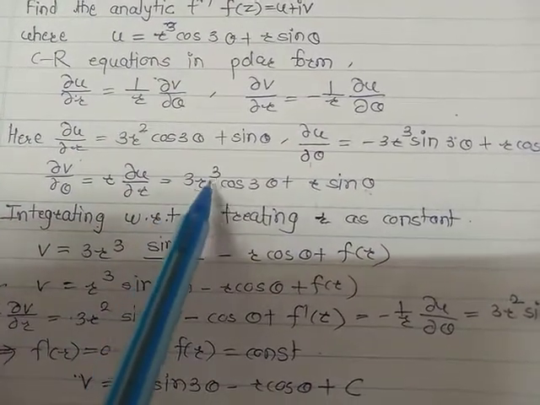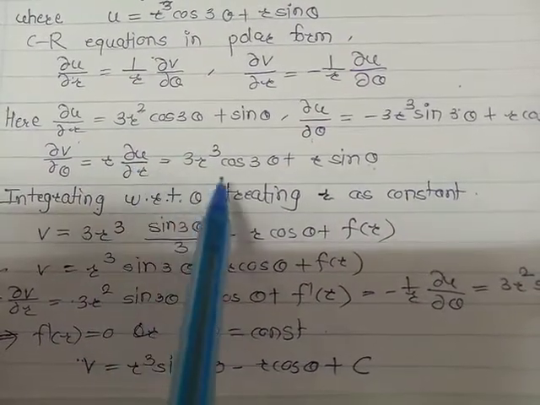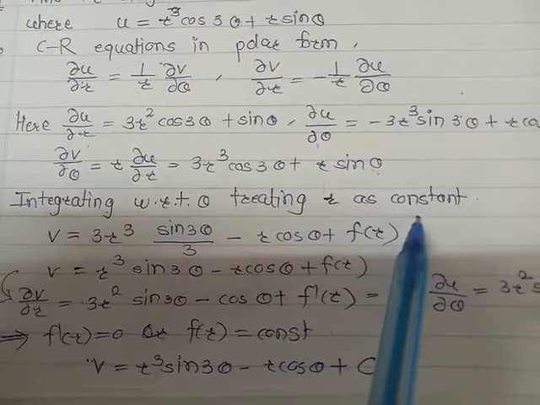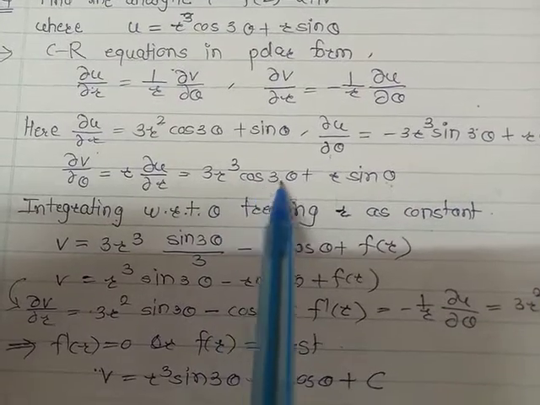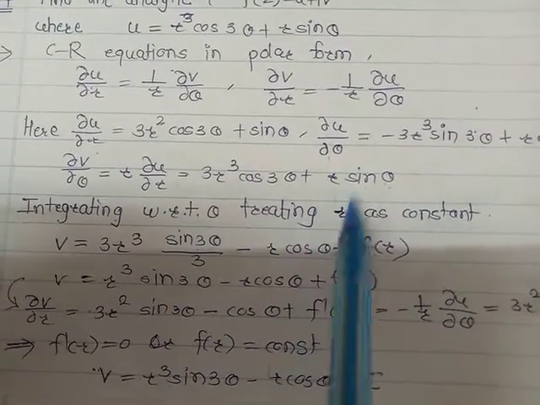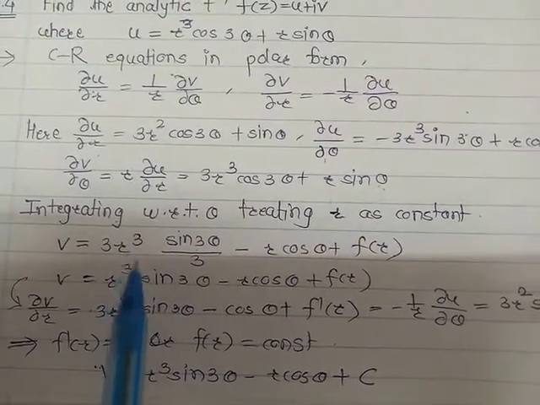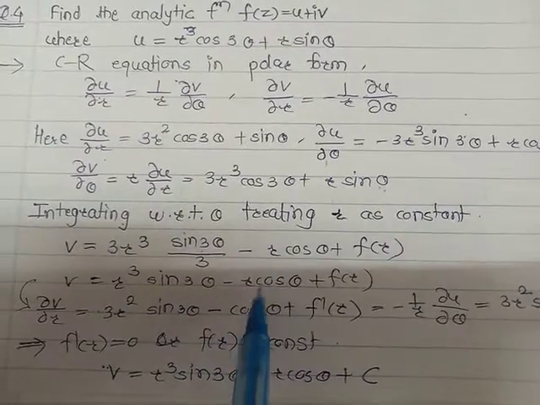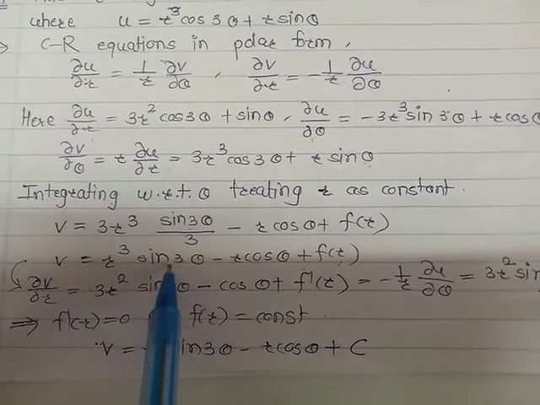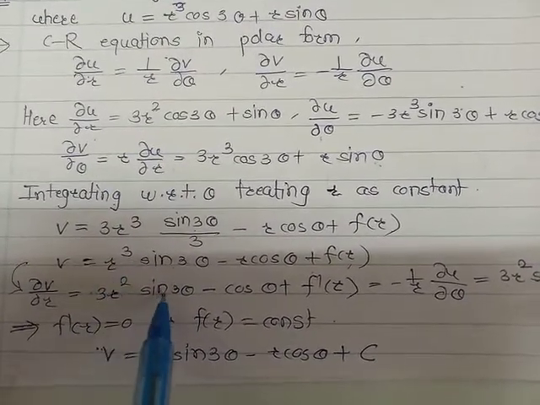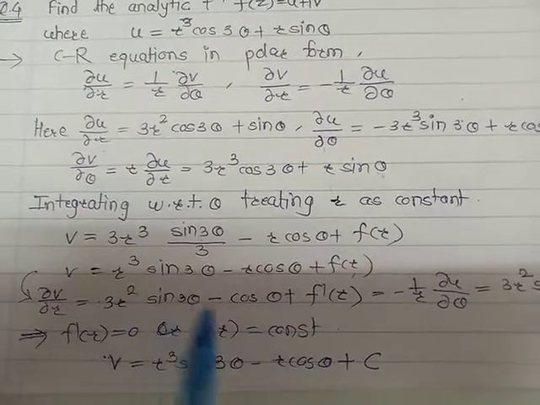So it becomes 3r cube cos 3 theta plus r sin theta. Now integrating this with respect to theta, treating r as a constant, we get v is equal to 3r cube sin 3 theta upon 3 minus r cos theta plus f(r). Now v is equal to r cube sin 3 theta minus r cos theta plus f(r). So ∂v/∂r we can write as 3r square sin 3 theta minus cos theta plus f dash r. Here theta will be constant.